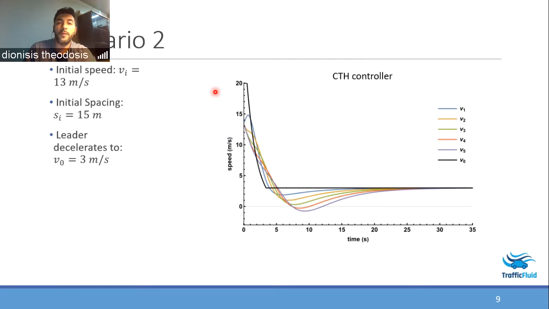Another scenario that one can encounter is in emergency braking situations. We have here again a platoon of 5 vehicles, and the leader here with the black line strongly decelerates in an emergency situation. Of course, the rest of the vehicles also decelerate, but as we can see here, we have 2 vehicles that have negative speeds. Of course, this is unrealistic and may imply collisions.